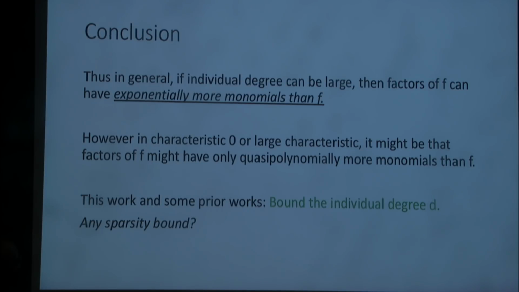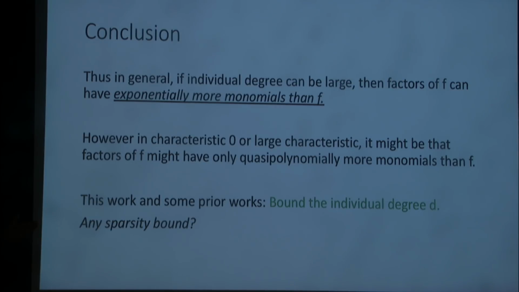The focus of this work will be, let's think of this individual degree d to be small. Imagine this individual degree was 10. You can even then ask the question: you have a polynomial, the total degree might be large, it's 10 times n, but each individual degree you're bounding by 10 or log n or whatever, it's small.